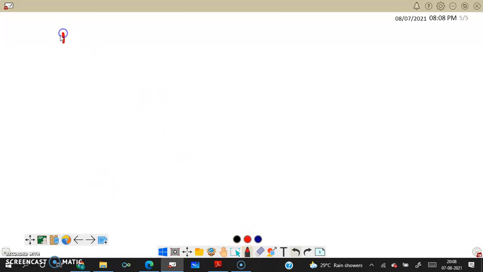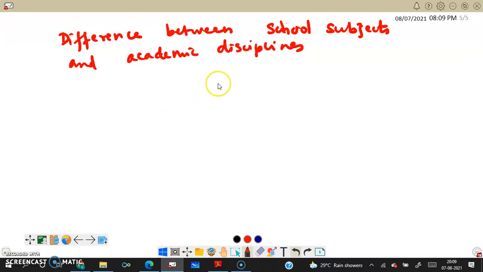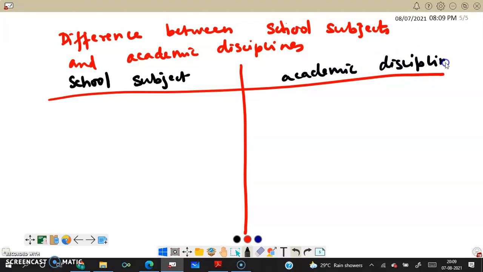So what we are going to see now is the difference between school subject and academic discipline. We can draw a line like this to differentiate both. Here we can call it school subject, here academic disciplines. Here we can extend this also. Here we can call it areas.